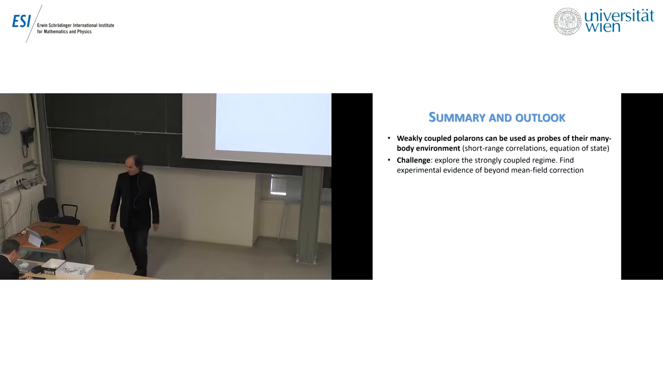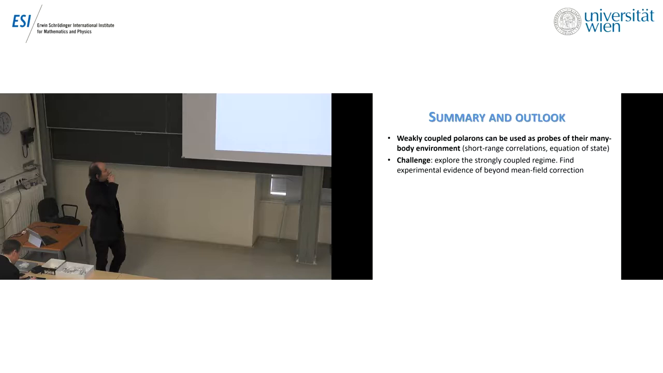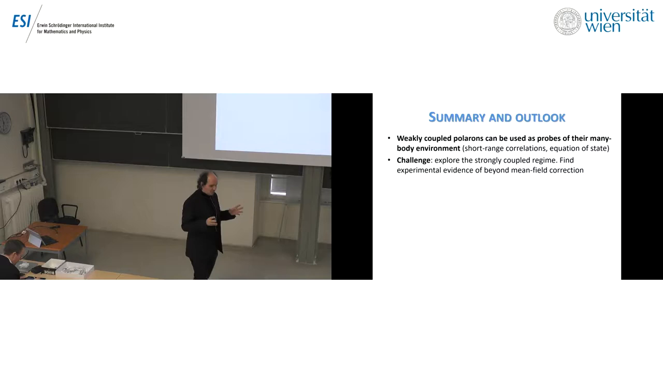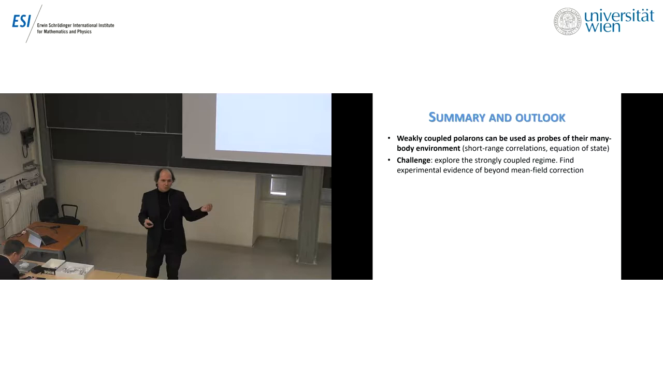Just a take-home message from the first two sections is the fact that these impurity problems are interesting per se, but can also be used as a probe of a many-body environment. As I said, if you look at losses, you have access to this contact parameter, which is very important to describe the short-range correlations of your system. If you look at the oscillation frequency of your impurity, you have access to the compressibility of the many-body background. And as I've shown you, these experiments rely on very, very weak hypotheses. So I think they are a very powerful tool to probe a many-body environment.